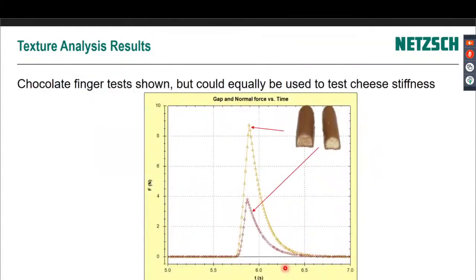These are chocolate fingers, and Cadbury's chocolate fingers can either be just chocolate coated or there's white and dark chocolate coated. Obviously that would give you a higher breaking strength. Here you see it breaks at nearly 9 newtons, whereas the regular chocolate finger breaks at 4 newtons. So you could use this for cheese stiffness. You could use this for all kinds of other products.